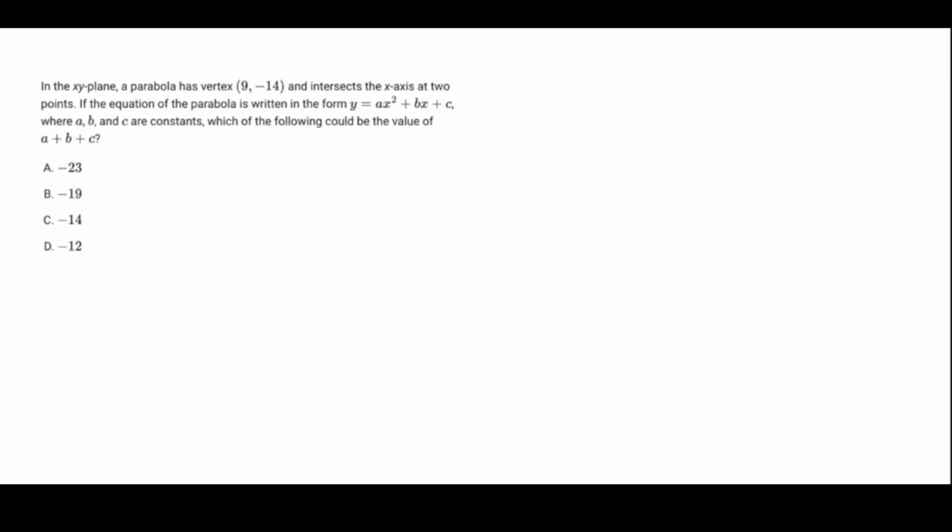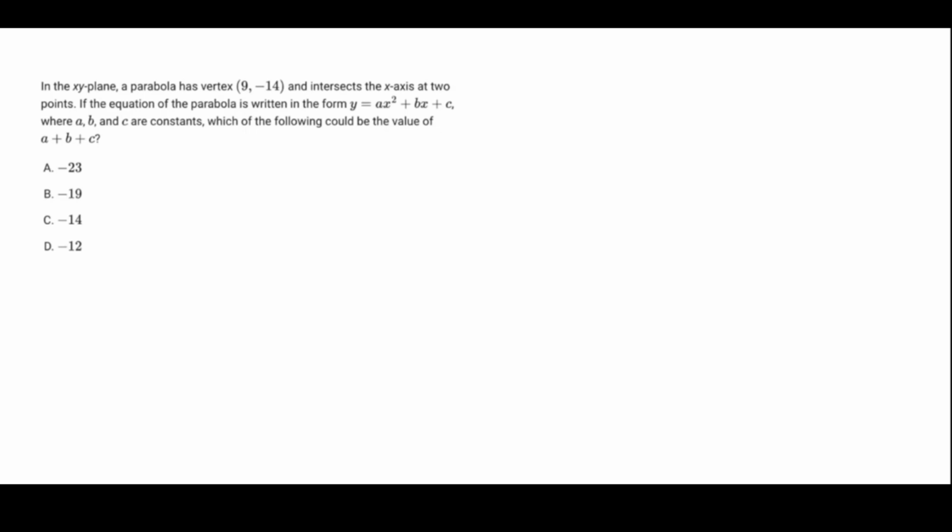So it says in the xy plane, a parabola has a vertex of (9, negative 14). It intersects the x-axis at 2 points. If the equation of the parabola is written in the form y equals ax squared plus bx plus c, where a, b, and c are constants, which of the following could be the value of a plus b plus c? Okay, so definitely a lot of constants.